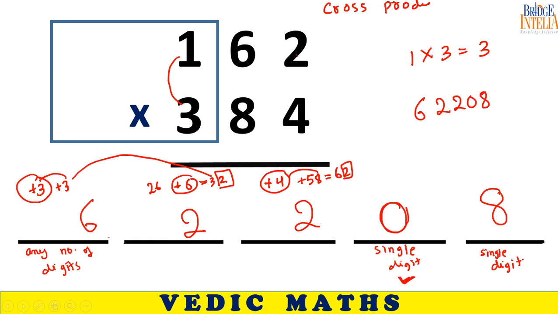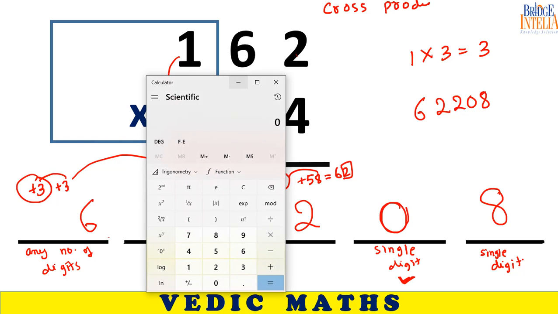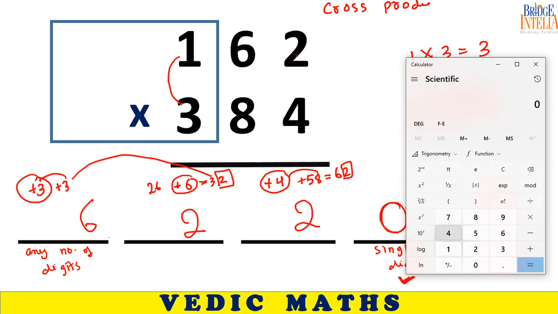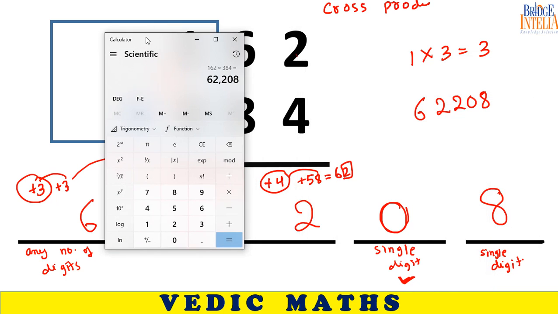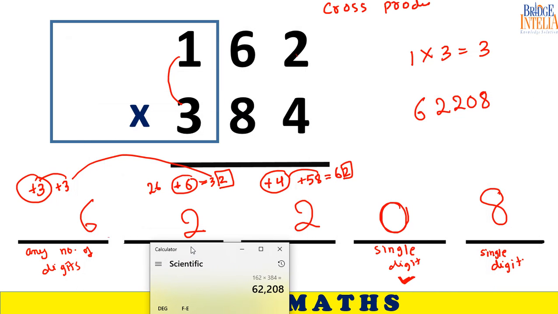62208. Let's verify this using calculator. So 162 multiplied with 384. Is it equal to 62208? So you can see that yes, this is equal to 62208. So answer matches.